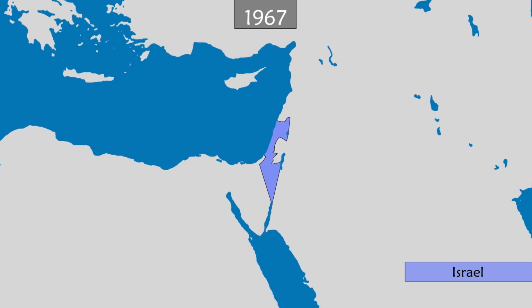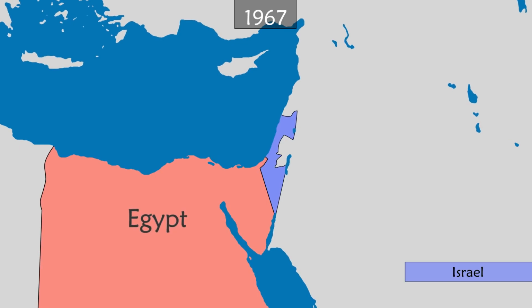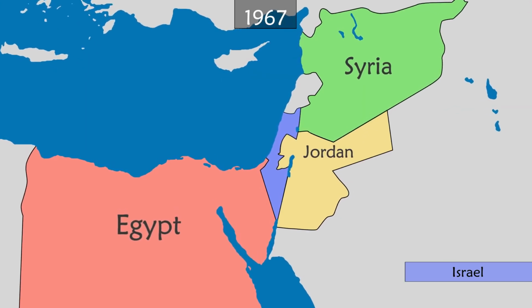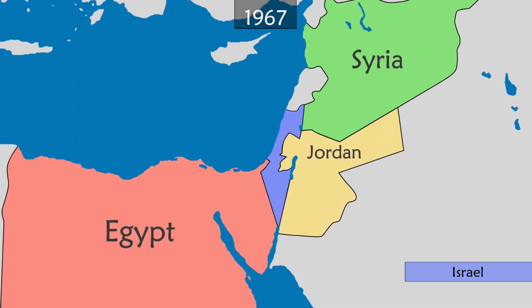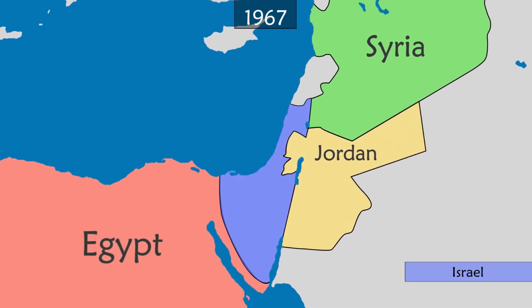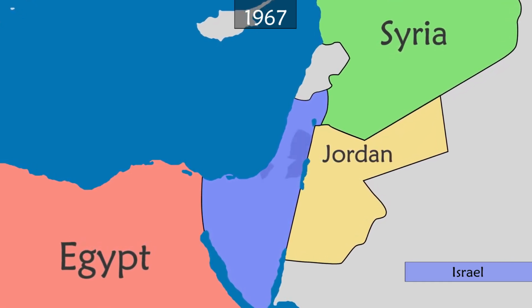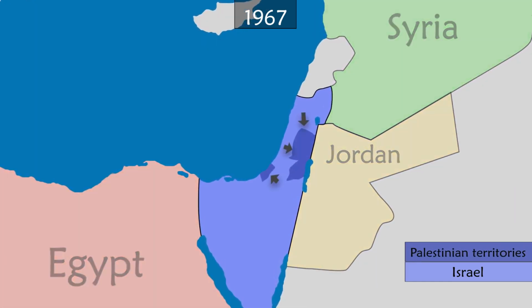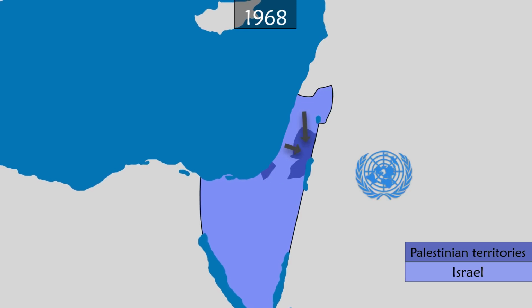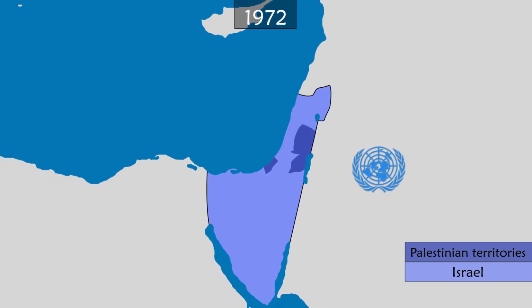In 1967, following tensions with its neighbors, Israel declares war on Egypt, Jordan and Syria. In 6 days, Israel dominates the war and triples its territory by seizing the Egyptian Sinai, the Syrian Golan Heights and the West Bank. Israeli settlers begin to move into Palestinian territories. The UN reacts and adopts Resolution 242 condemning the Israeli occupation.